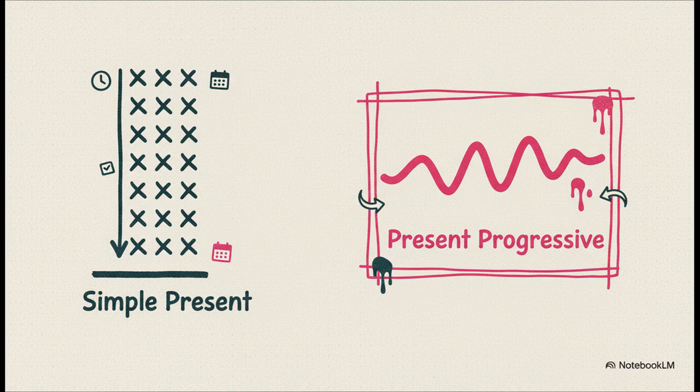Now, what's really interesting about this slide is how you can actually see the difference. Take a look at that timeline on the left. See all those little repeating X's? That's a habit, something that happens over and over again. That's your simple present. Now look at the wavy line on the right. That's an action in progress, something happening right now. And that's the present progressive.